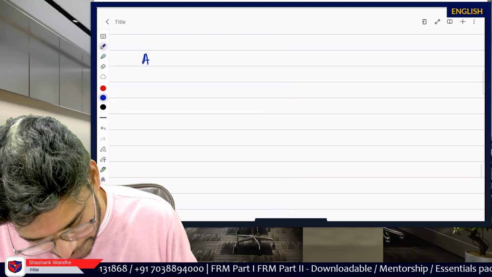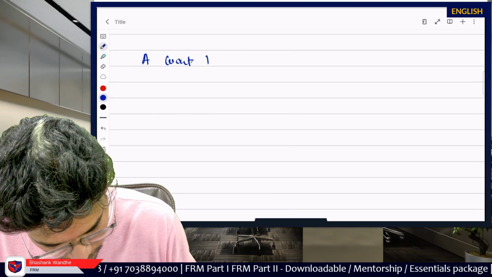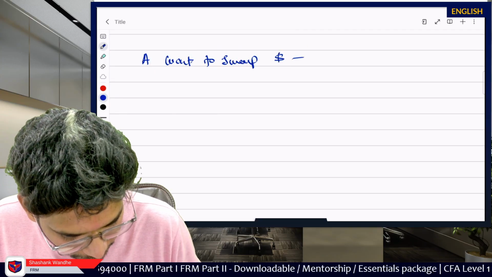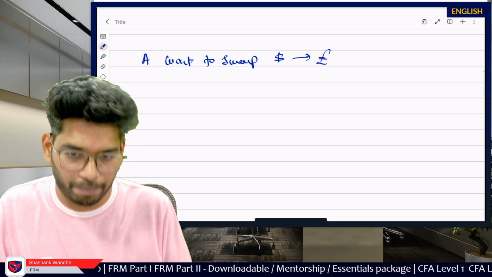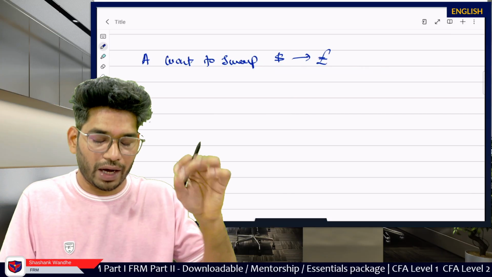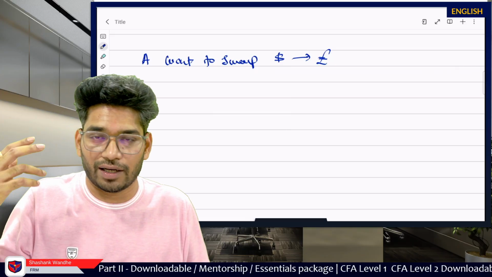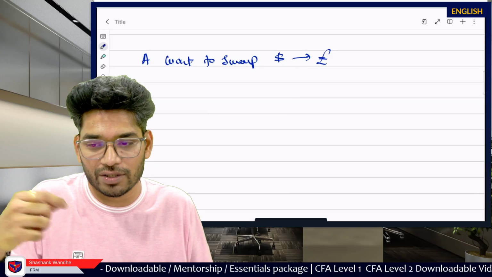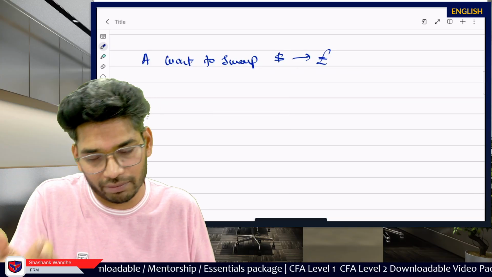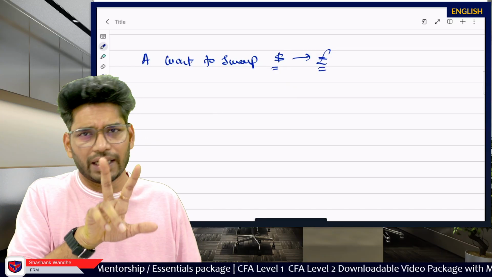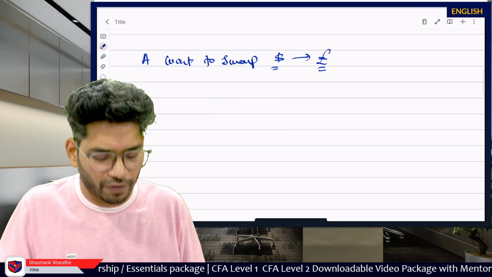Let's say Party A wants to swap dollar for pounds. Here I'm taking pounds intentionally because I know I'll end up saying pounds, since two hours before I was giving the example of the dollar and pound, and maybe I'll end up saying pound in between if I take the euros. So here we are assuming the dollar is exchanged for the pounds.